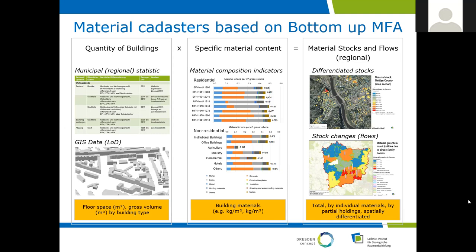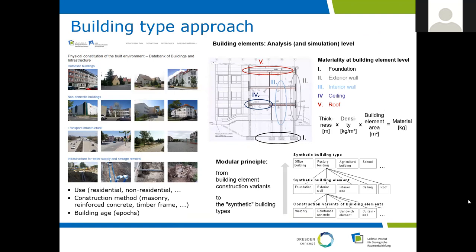I just mentioned that we divide the buildings into different categories. This information can be found in the data bank of our institute. The building types in Germany at a macro level include the residential buildings, non-residential buildings, and the infrastructure. And to the level of detail, the various structures of buildings are clearly divided, such as the foundation, the roof, the ceiling, and the wall.